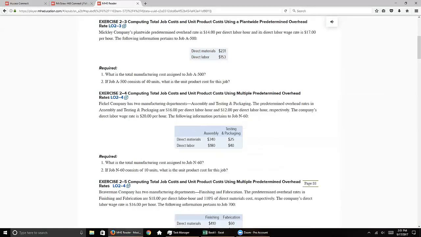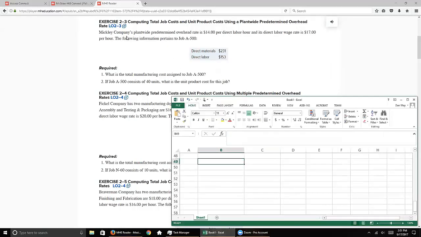So I guess I can read this up here. Mickley Company's plant-wide predetermined overhead rate is $14 per direct labor hour, and its direct labor wage rate is $17 per hour. The following information pertains to job A500. It incurred $231 in direct materials cost and $153 in direct labor. And requirement 1 says, what's the total manufacturing cost assigned to job A500?